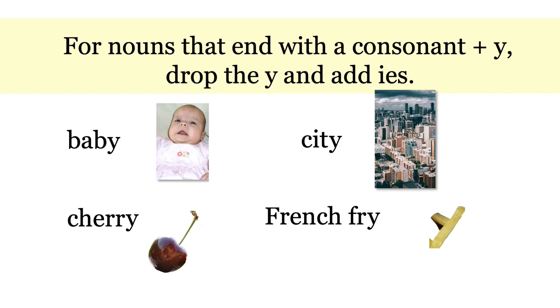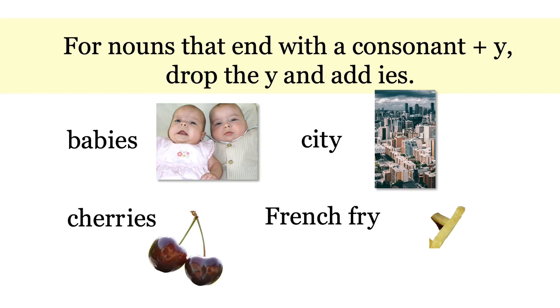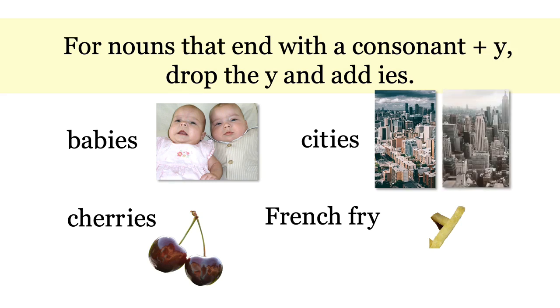And for nouns that end with a consonant and Y, drop the Y and add IES. Baby ends with BY, so we drop the Y and add IES to get 2 babies. The noun cherry ends with RY, so we drop the Y and add IES to get the plural cherries. Look at the word city. City ends with TY. That is also a consonant and a Y, so again, we drop the Y and add IES.